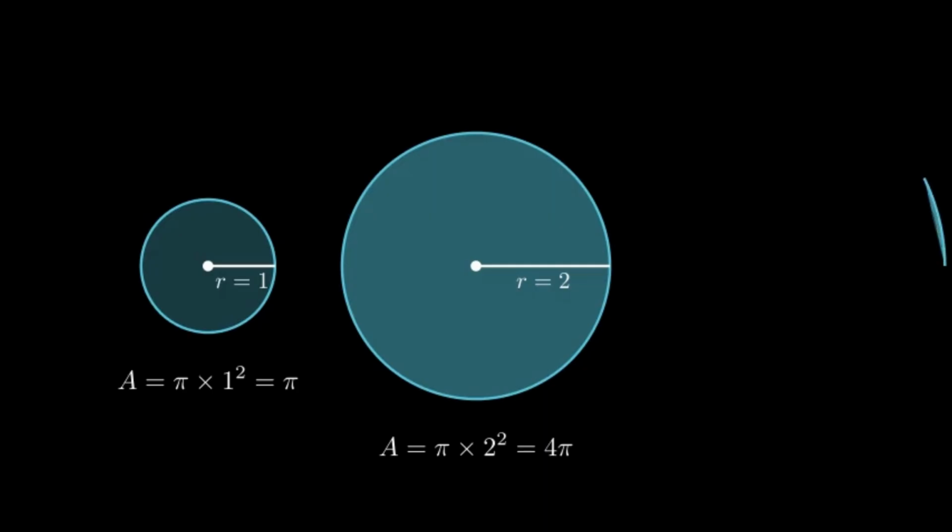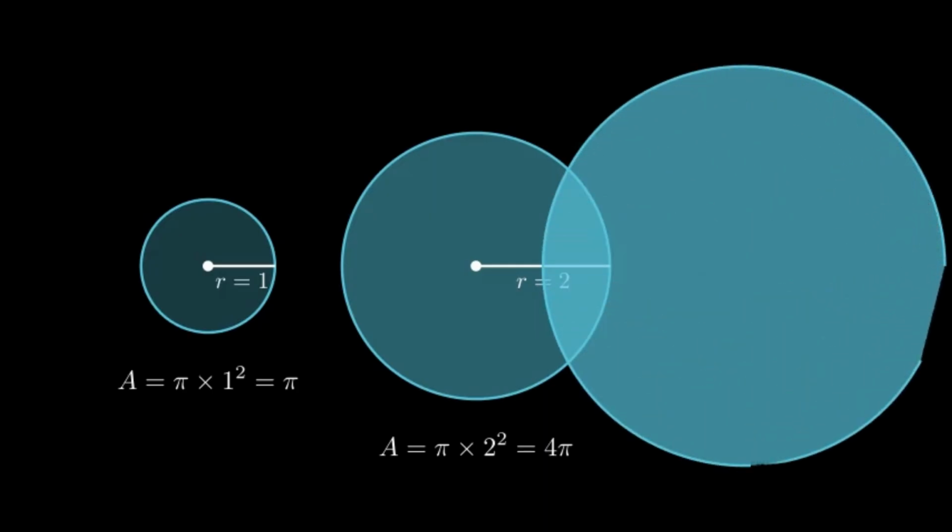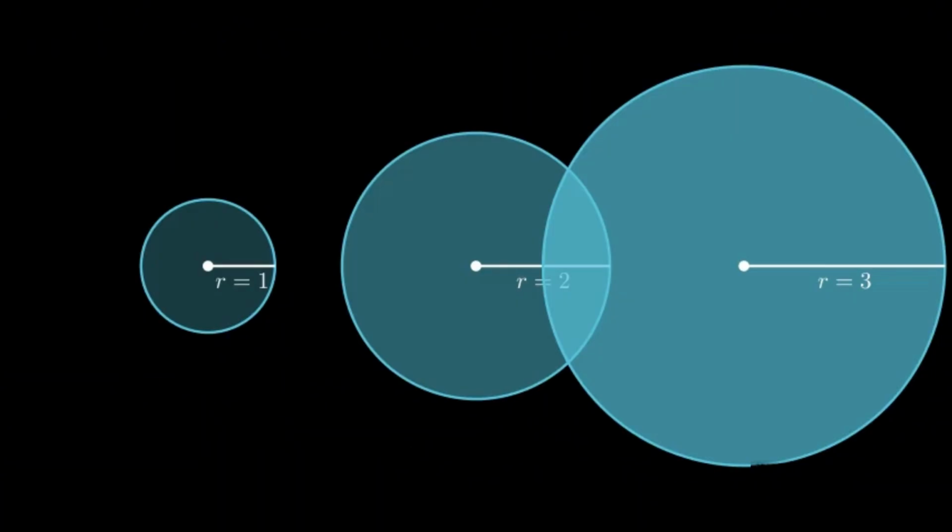Let's continue our exploration with a circle of radius 3 units. Again, observe how much larger this circle is compared to the previous ones. When the radius is tripled to 3 units, the area becomes pi times 3 squared, which equals 9 pi. The area is now 9 times larger than our original circle. This confirms our pattern. Tripling the radius makes the area 9 times larger. Let's organize these observations to better visualize the pattern between a circle's radius and its area.